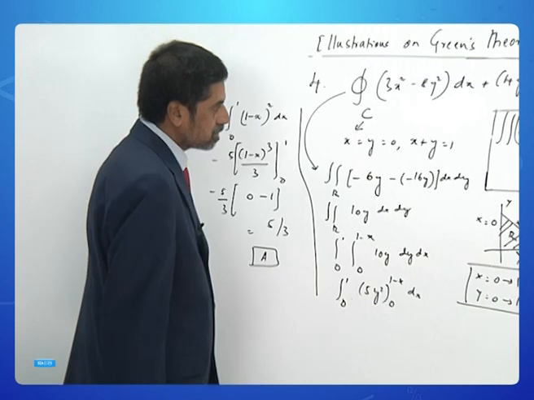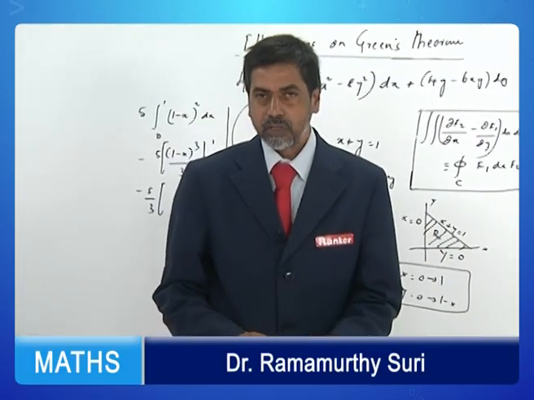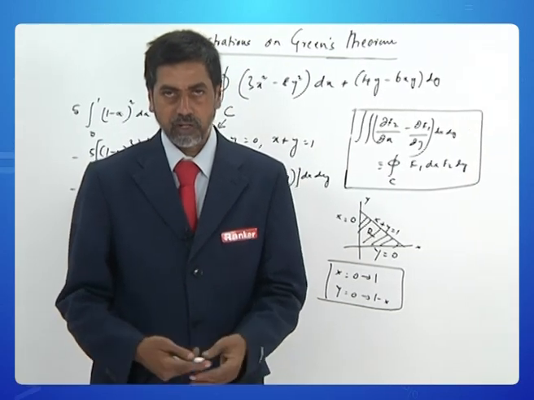So with these illustrations we come to the end of examples on Green's theorem. What remains is Stokes' theorem and the divergence theorem, which we will cover in the next lecture.